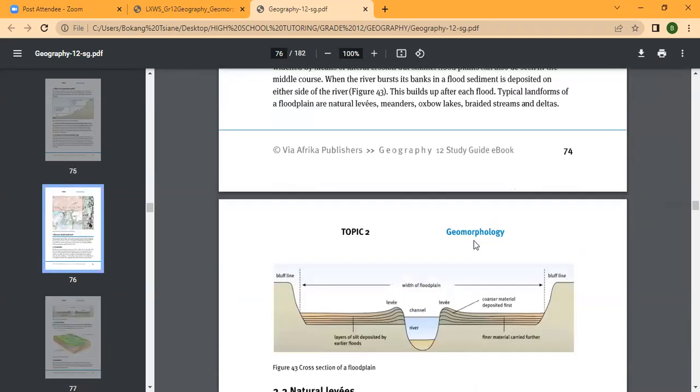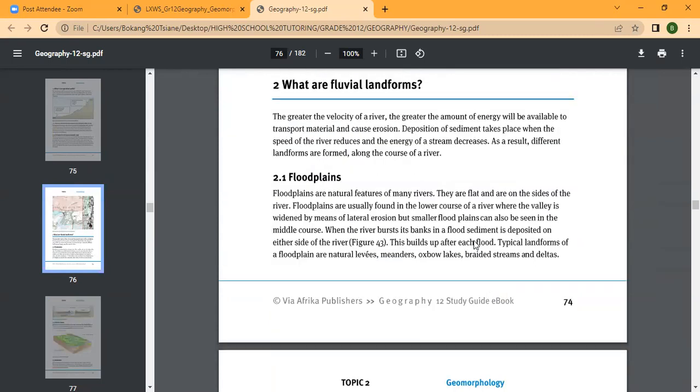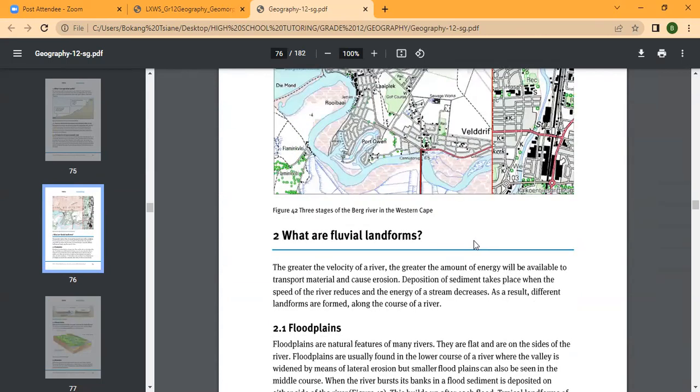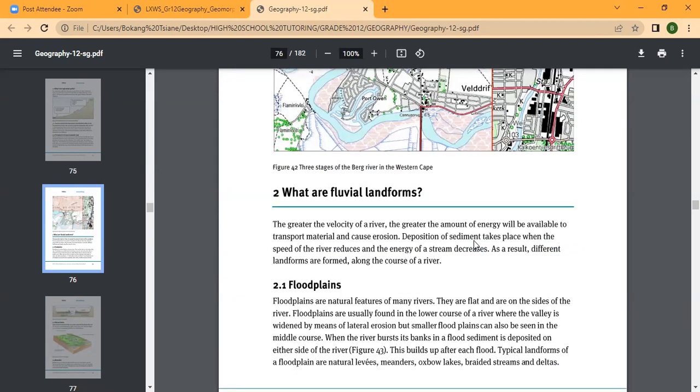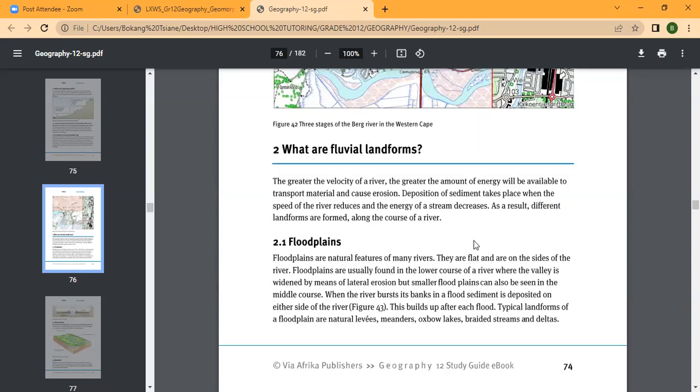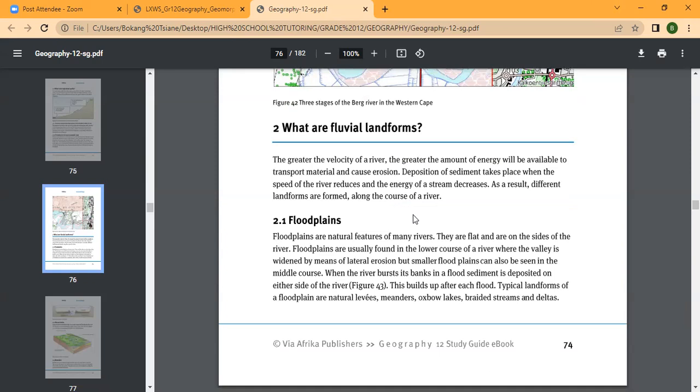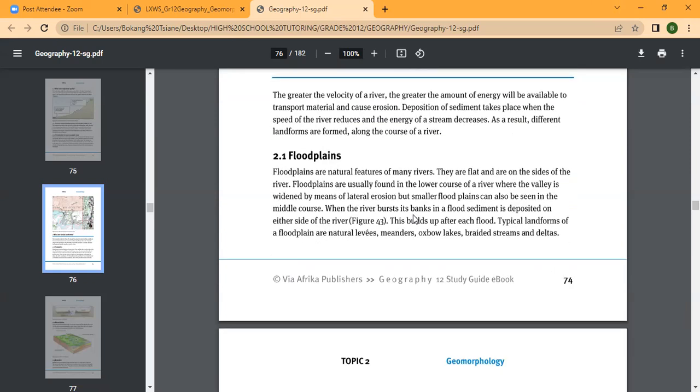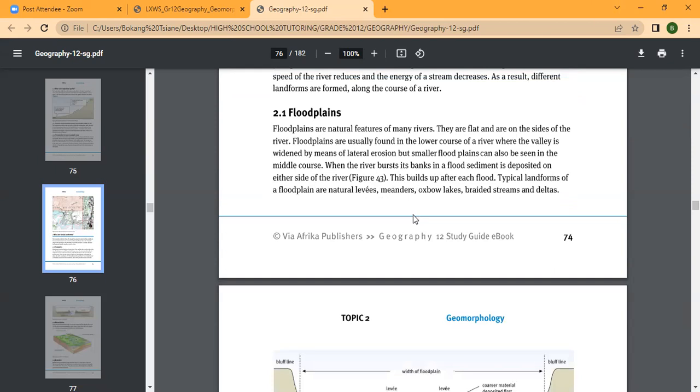So we have fluvial landforms. These landforms are formed as a result of the movement of water from an area of high velocity to an area of low velocity. So we have floodplains. Floodplains are the flat depositional structures that you find on the sides of a river.